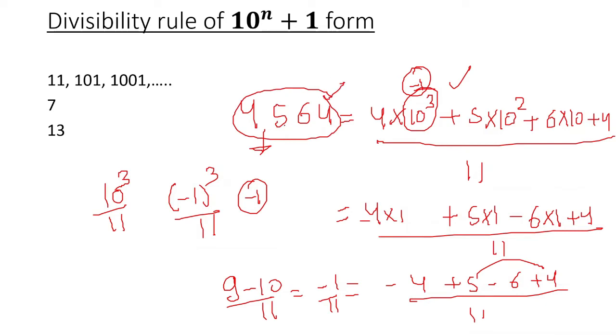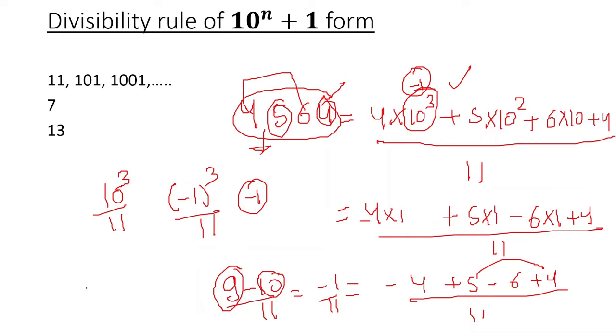You can see here, this is the sum of the digits at odd places from the right-hand side, and this is the sum of the digits at even places from the right-hand side. This is clear. So this is the concept that we'll be using here.